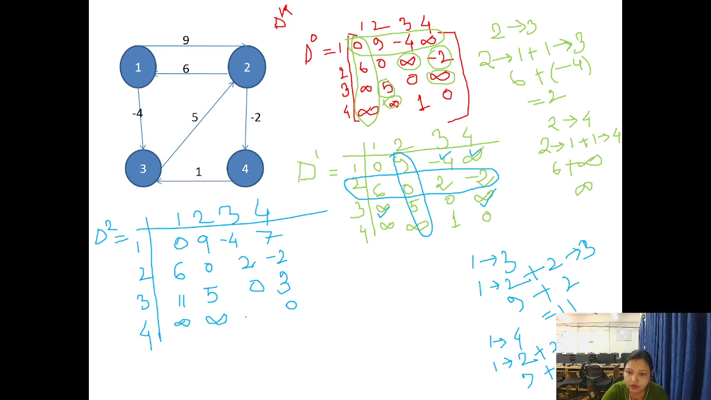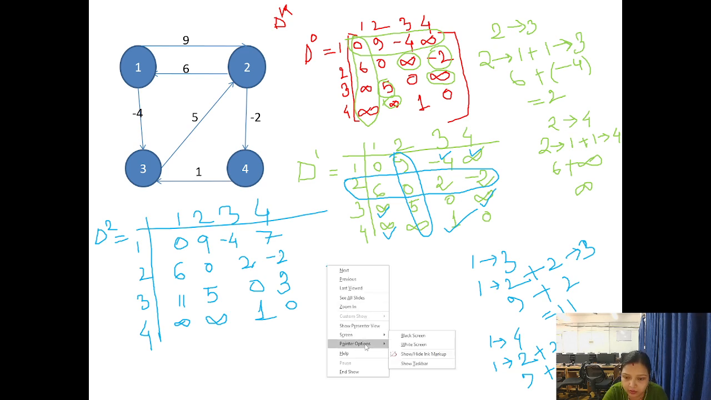Right. And next is 4 to 3. So for 4 to 3, it will be 4 to 2, that is infinity, plus 2 to 3, that is 2. So infinity plus 2, and it was minus 1. So minus 1 is smaller than infinity, so we will keep it. Okay, so this is how we got table D2.